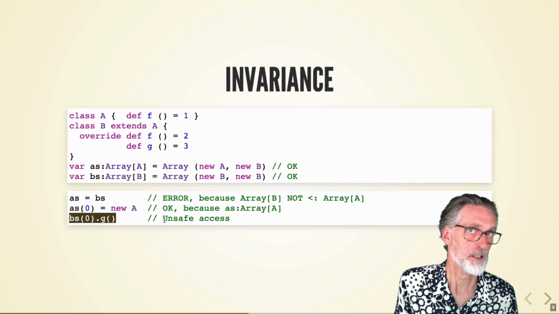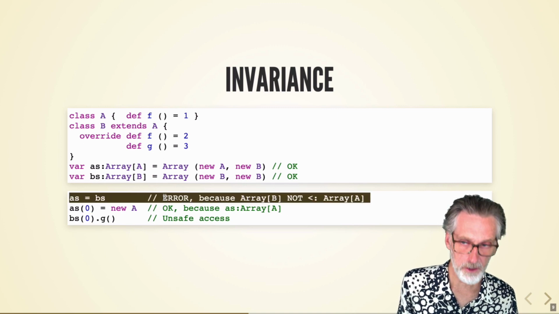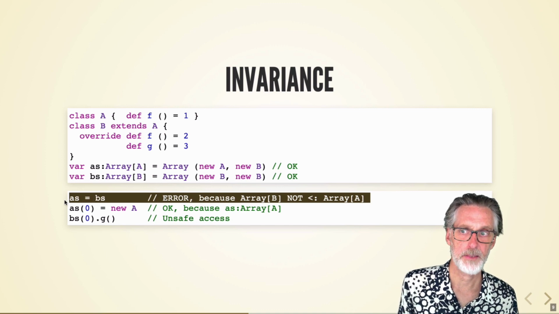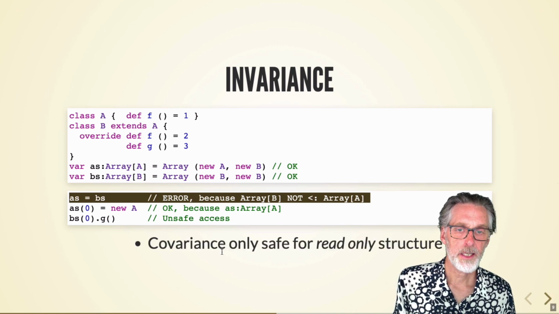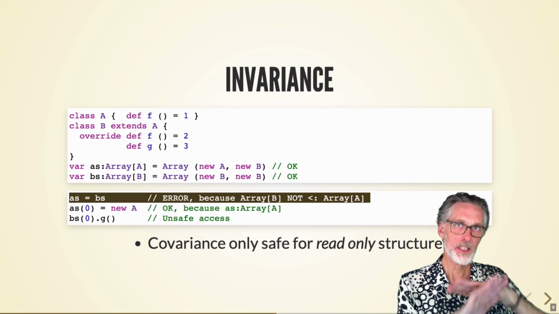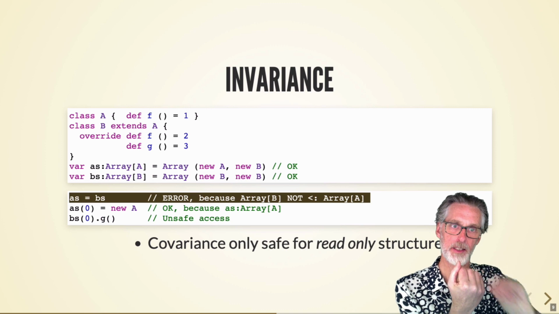So Scala is a safe language. It's got to stop this somehow. And it actually stops it on the first line here. We stop the assignment of B's into A's. In general, covariance is only safe for a read-only structure. That's an immutable structure. It actually doesn't need to be immutable per se. We just have to have a read-only view, meaning we cannot write into this structure.